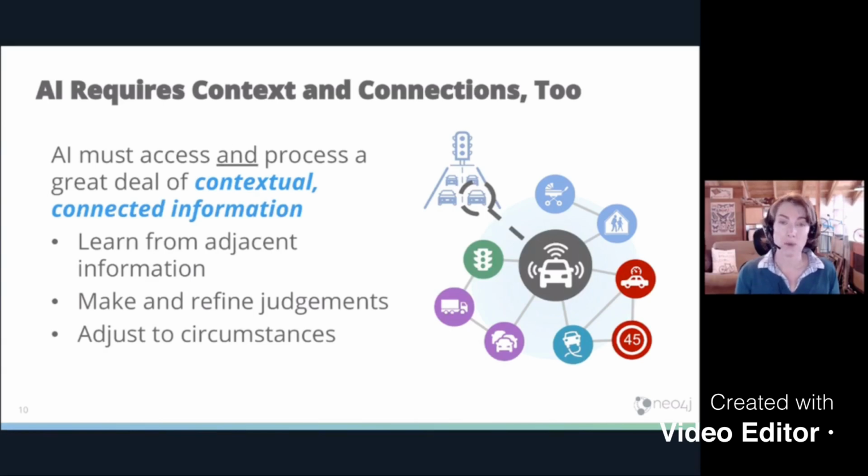And so not just raw data, but what's the context of that data coming in? And it's really required so that AI systems can learn from this information that's around them. They can make judgments and refine judgments as they change, so they can be flexible to a drop in temperature and the fact that you're approaching a bridge. Because bridges always freeze first, right? And then adjust to other circumstances around them, maybe traffic and things of that nature as well. And so AI requires that context too.